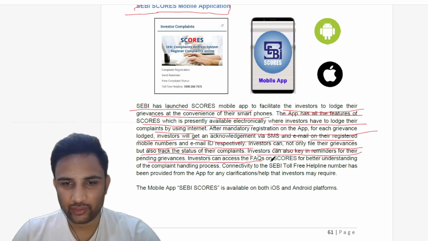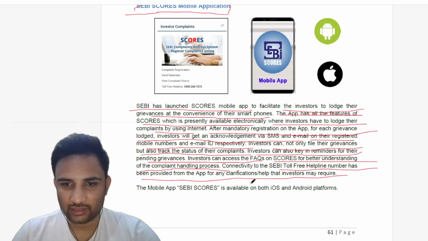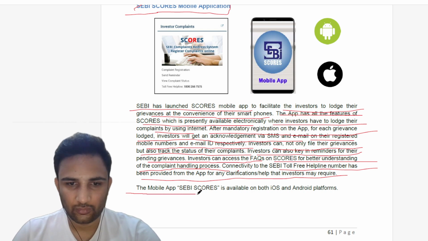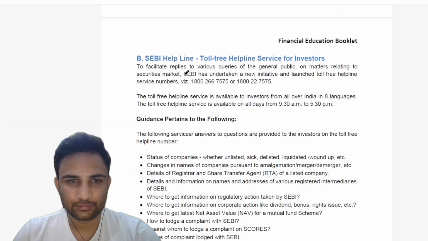Investors can access the FAQs on SCORES for better understanding of the complaint handling process. Connectivity to the SEBI toll-free number has been provided from the app for any clarifications or help that investors may require. The mobile app SEBI SCORES is available on both iOS and Android platforms.